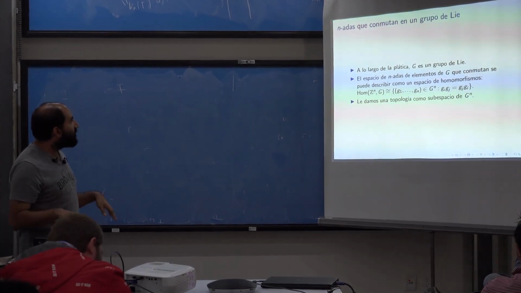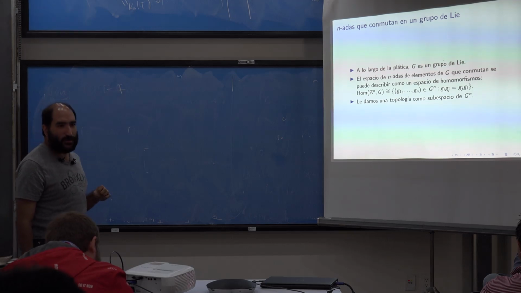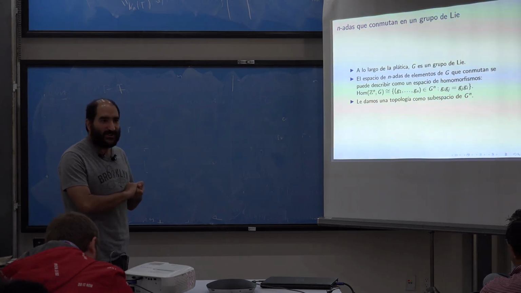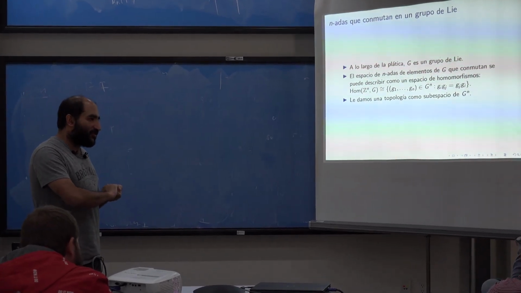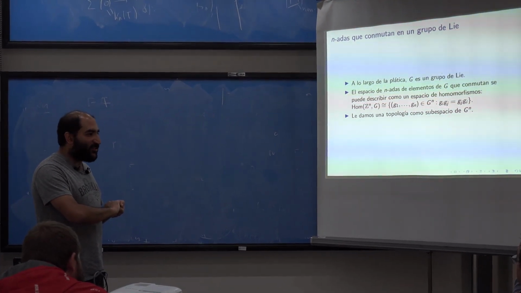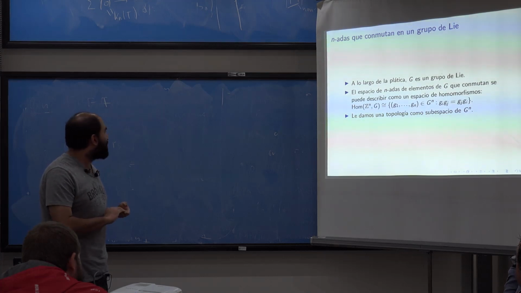All right, so throughout the talk, G is going to be a Lie group. Sometimes I'll say a few things about finite groups. All the definitions make sense for topological groups as well, but most of the interesting theorems have been proven only for Lie groups. The definitions make perfect sense.